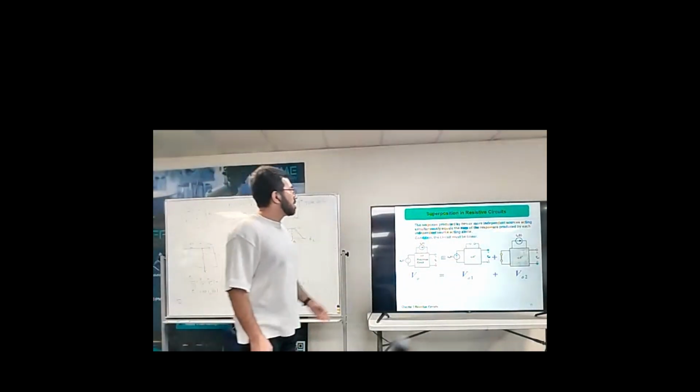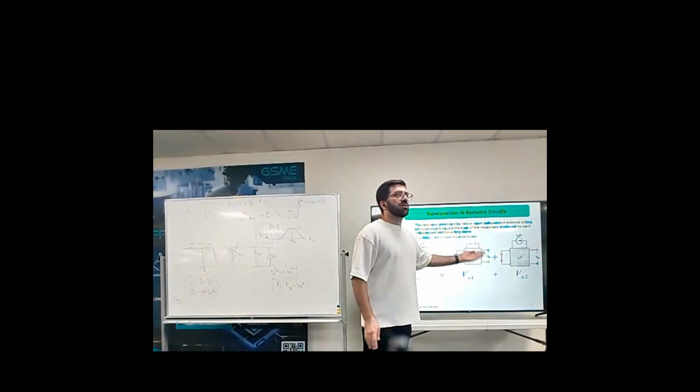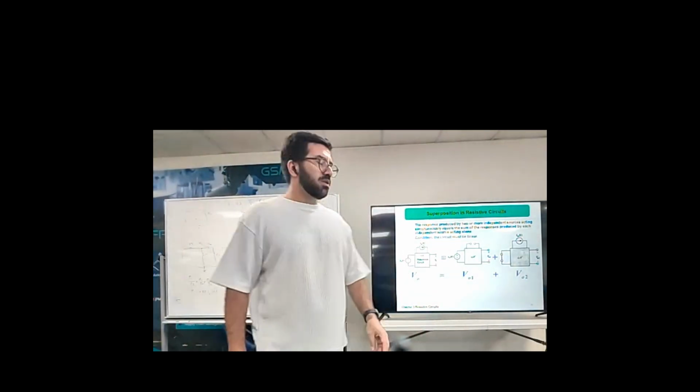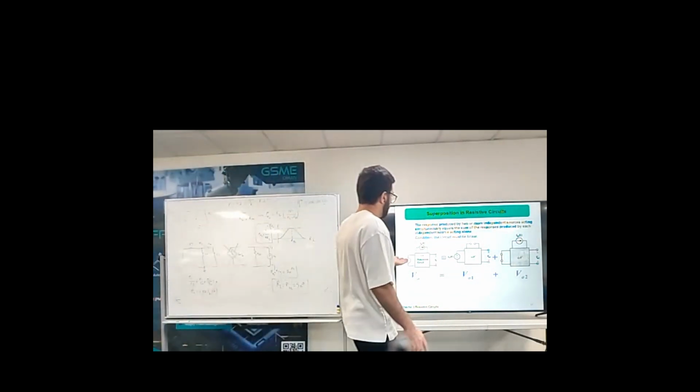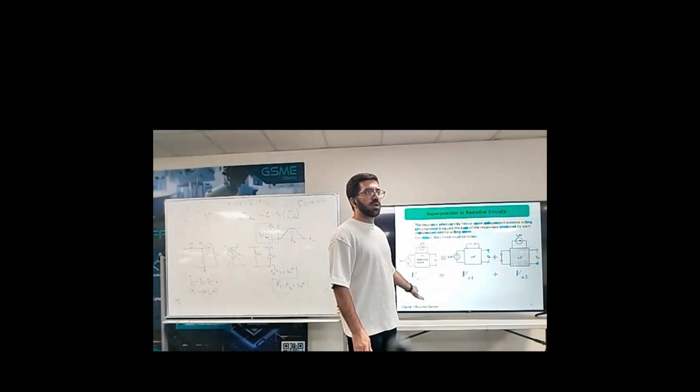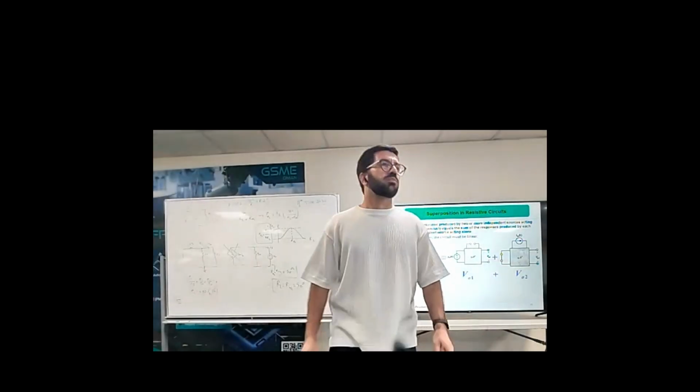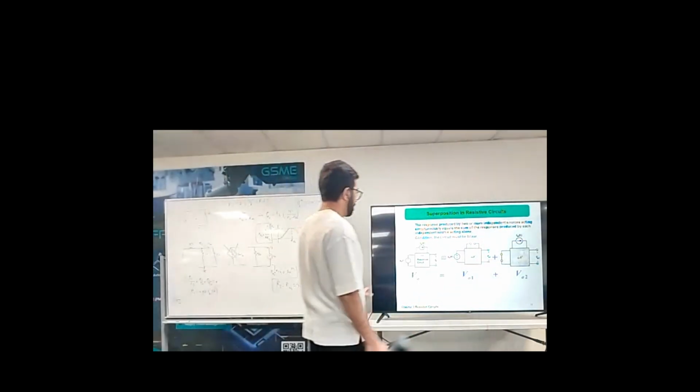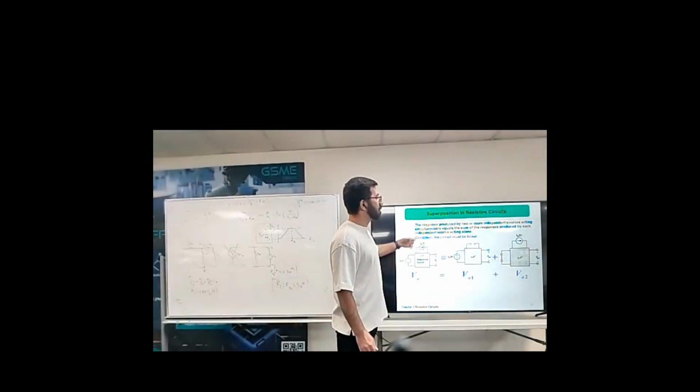Okay, we have two topics to finish this chapter. One of them is superposition. What does it mean? When you have a resistive circuit and you have different independent sources, you can find any voltage or current of any branches by considering the effect of each of these independent sources separately.